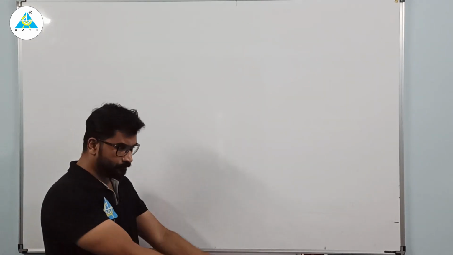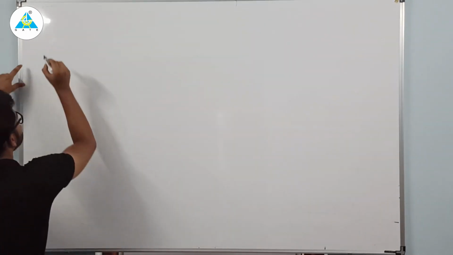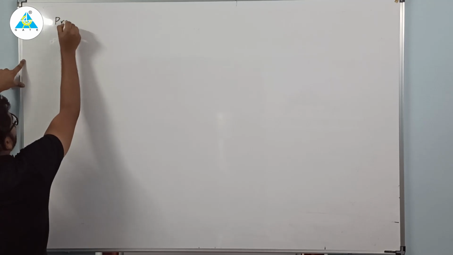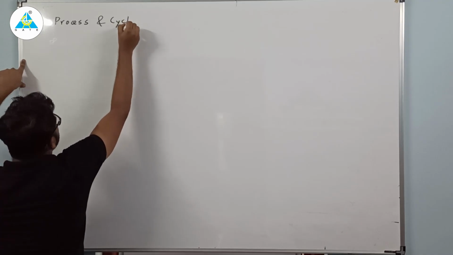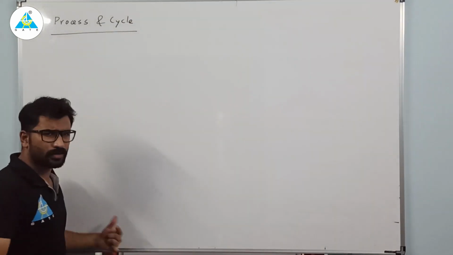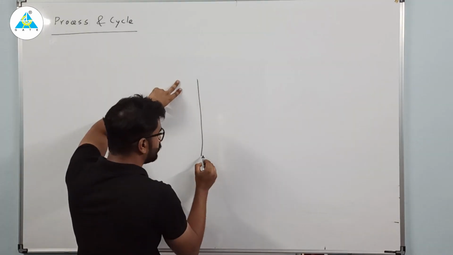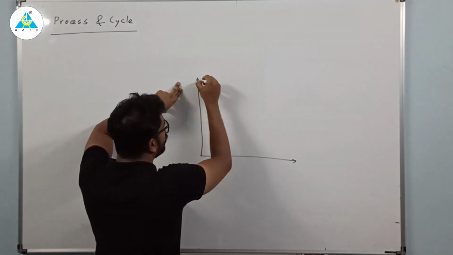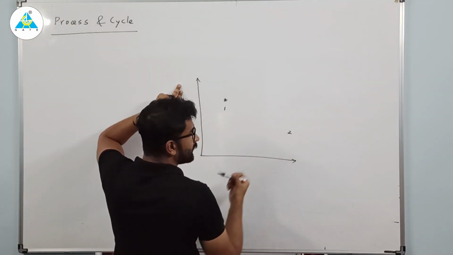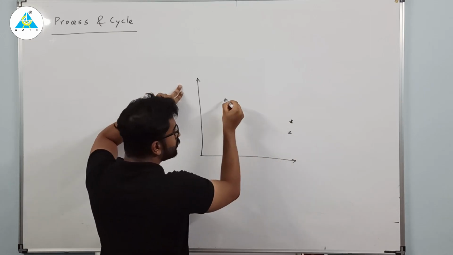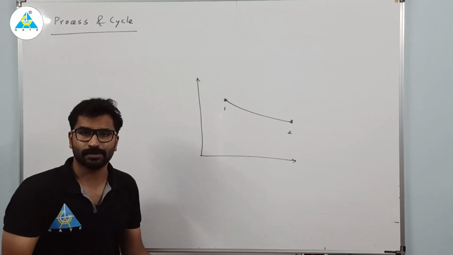That is, you can see here, the first topic in this particular chapter is to understand what is a process and what is a cycle, right? These things you already know, okay? What is process, what is cycle, these things you already know, right? That is, if I say, this is my one equilibrium state and this is my second equilibrium state, right? So the change from one equilibrium state to second equilibrium state is called a process, right?